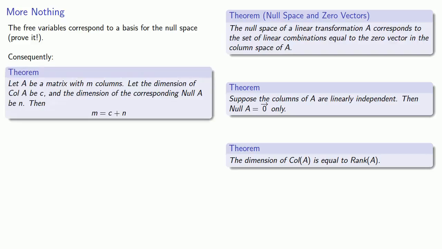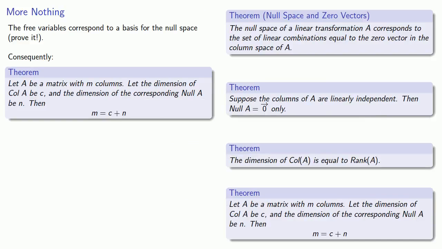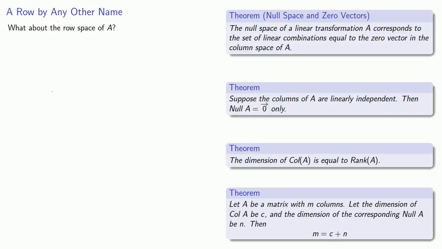Suppose I have a matrix with m columns, and let the dimension of the column space of A be c, and the dimension of the corresponding null space of A be n. Then m is equal to c plus n. What about the row space?